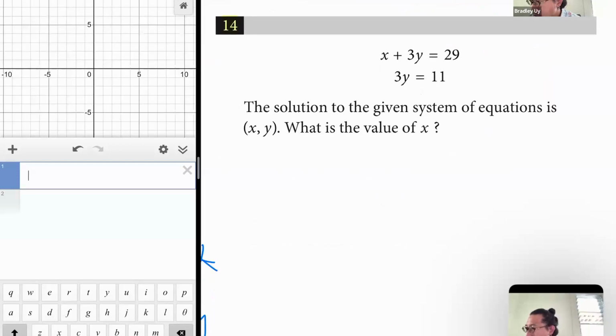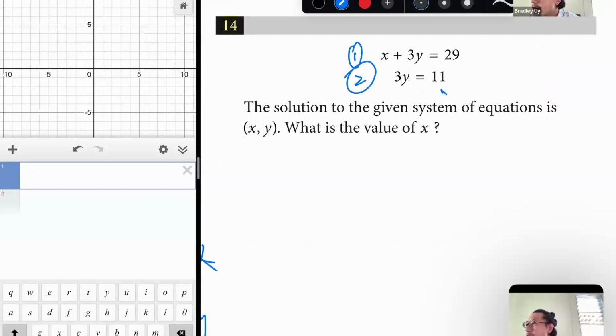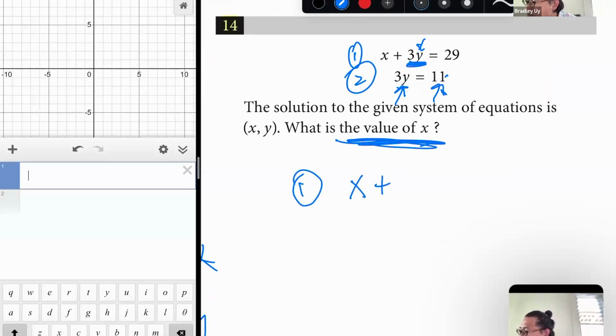On Desmos, I'll show you how to do this, but algebraically first. Equation 1, equation 2. The thing is, we don't need to find a value for y, which is what we typically might do if we saw this, plugging in the y here and getting an x, because what they're asking for is x. However, we should see there's a connection between this 3y and this 3y. And 3y, according to equation 2, is 11. So if we rewrote equation 1, instead of writing 3y, we would just write 11. x plus 11 equals 29, which tells us x is, after you subtract 11 from both sides, 18.